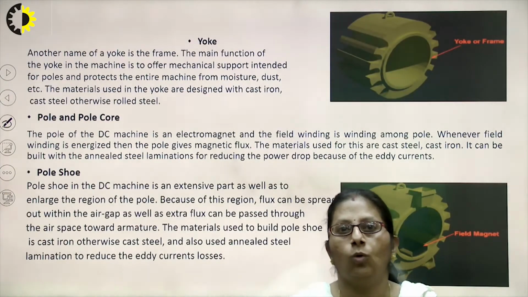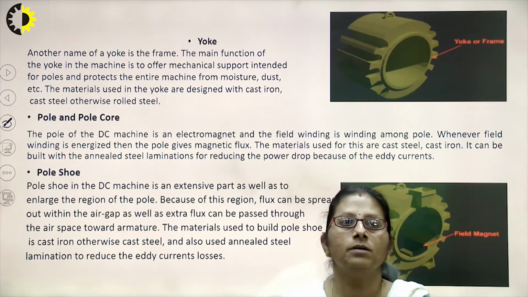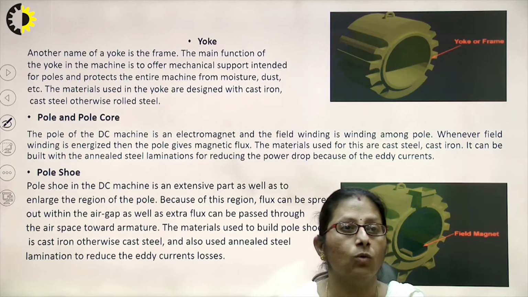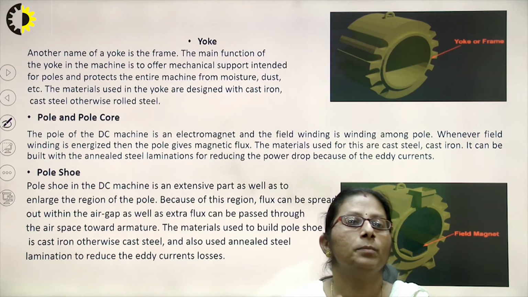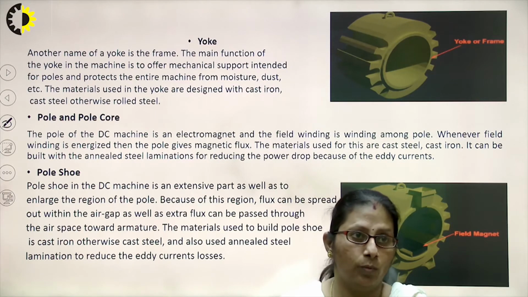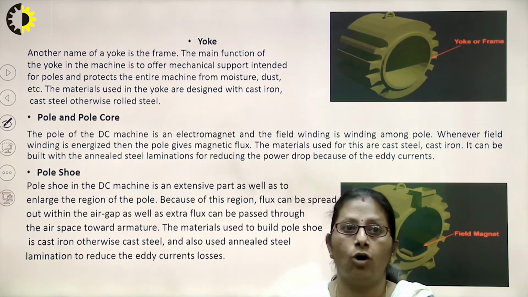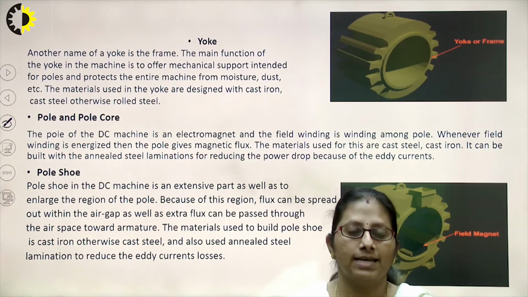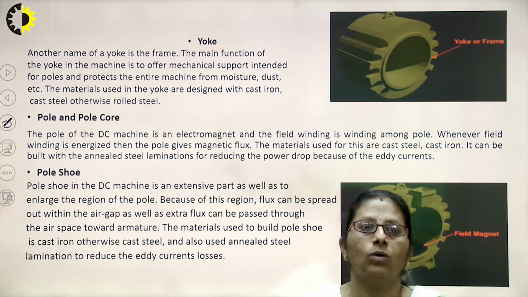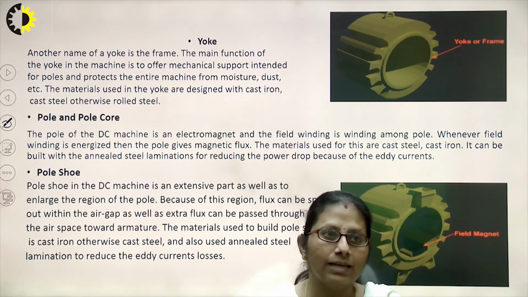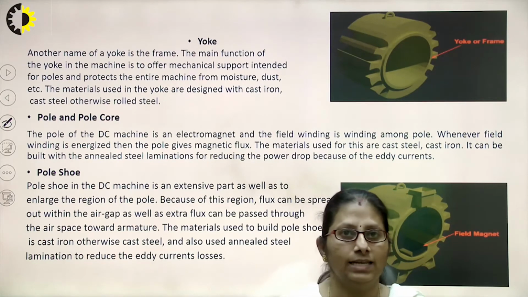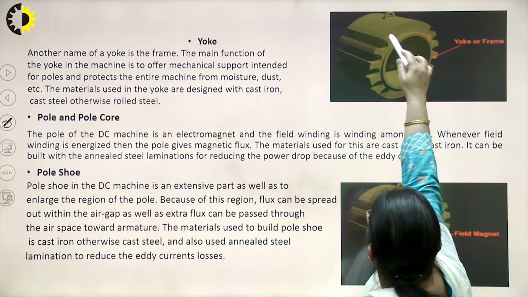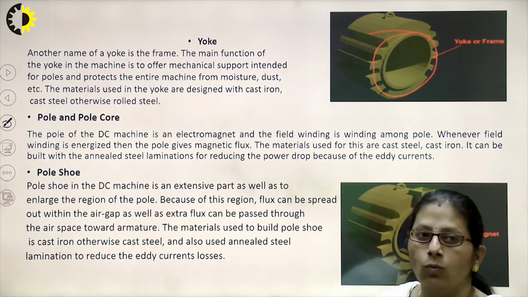First, to start with the yoke part, right? The outermost part. So another name of the yoke is frame. The main function of the yoke is, in the machine, it used to offer the mechanical support intended for the poles and protects the entire machine from the outside atmospheric environment like atmosphere, dust, etc. The materials used in the yoke are cast iron, cast steel, otherwise it can be a rolled steel as well. It can be seen in the figure over here, right?